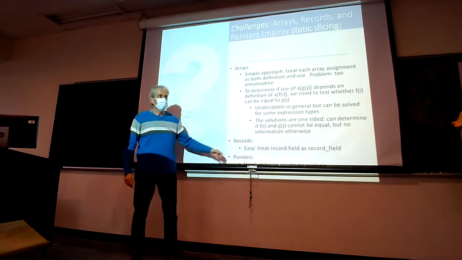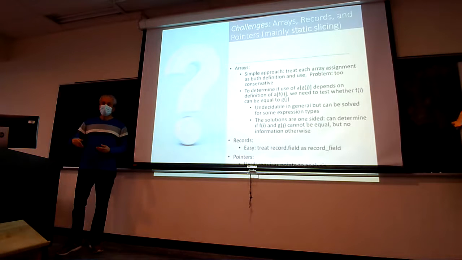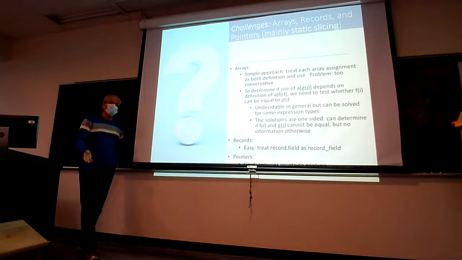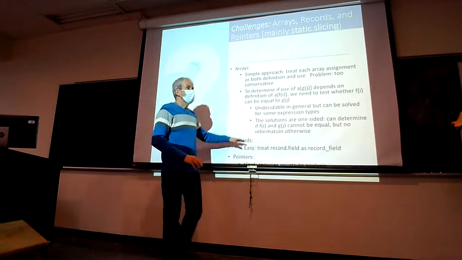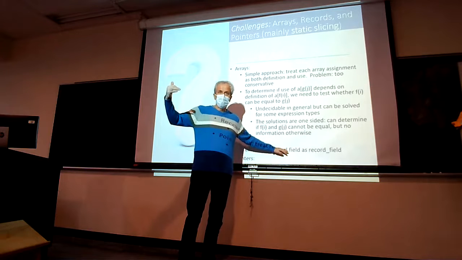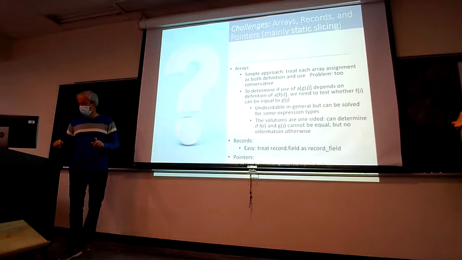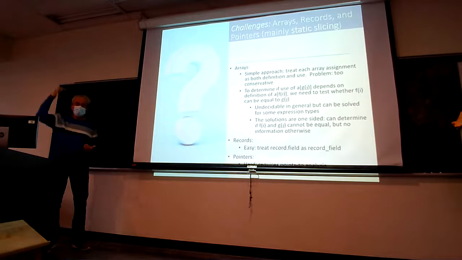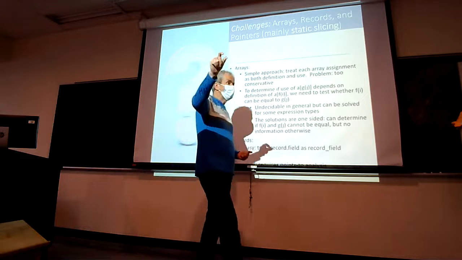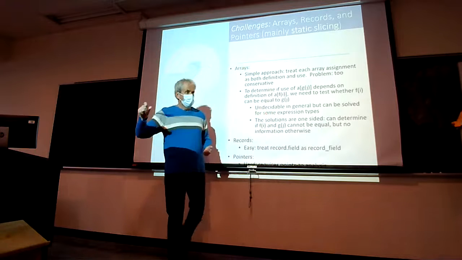Same for records, fields, you have the same thing, right? Static slicing has problems there. Dynamic slicing can overcome these problems because it actually has runtime information. It knows which fields. It knows concrete values, like a debugger. A debugger knows the values of all the variables, right? You can pinpoint a specific array element. Okay.